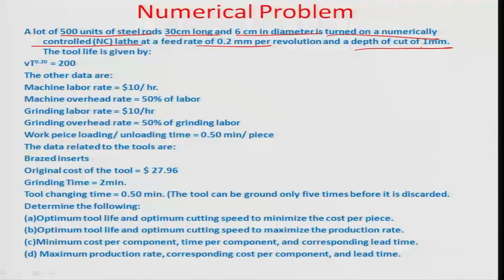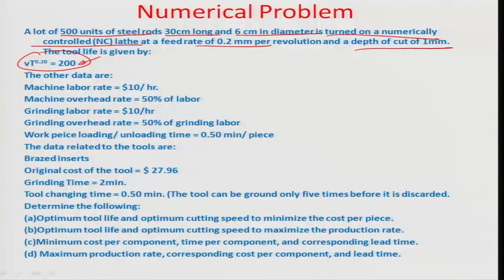The only thing which can vary is the speed, and the tool life equation is given by Vt to the power of 0.20 equals 200. 200 is the machining constant for Taylor's tool life equation. T is the tool life in minutes, and V is the cutting speed in meters per minute.